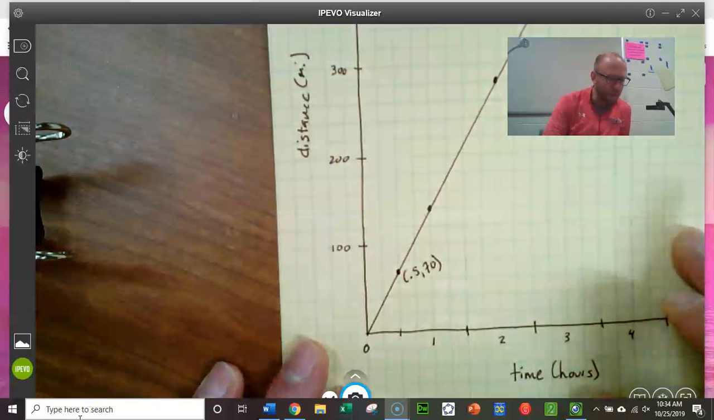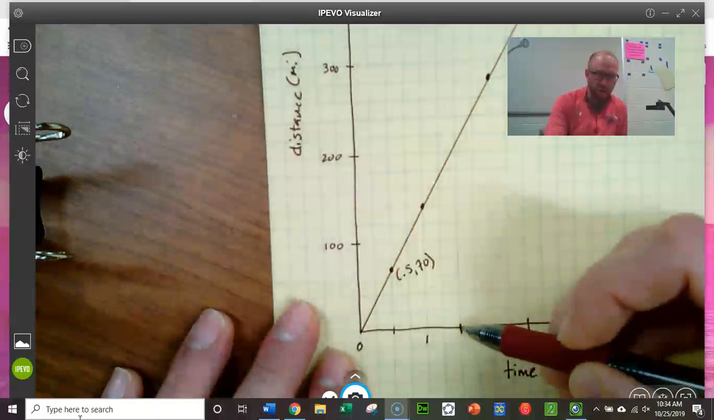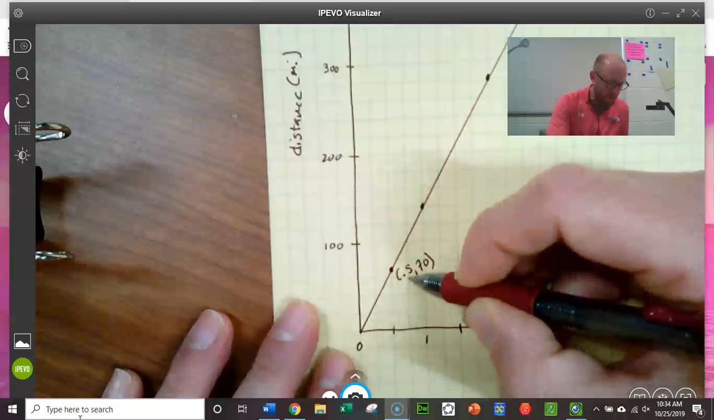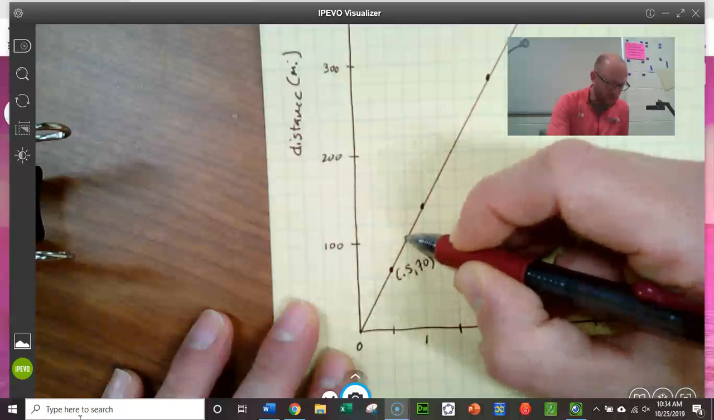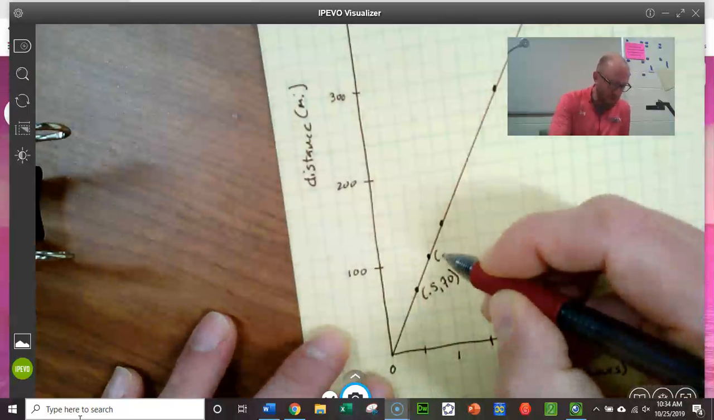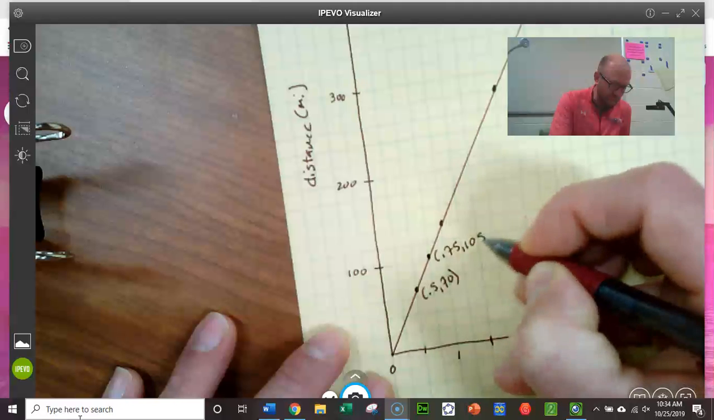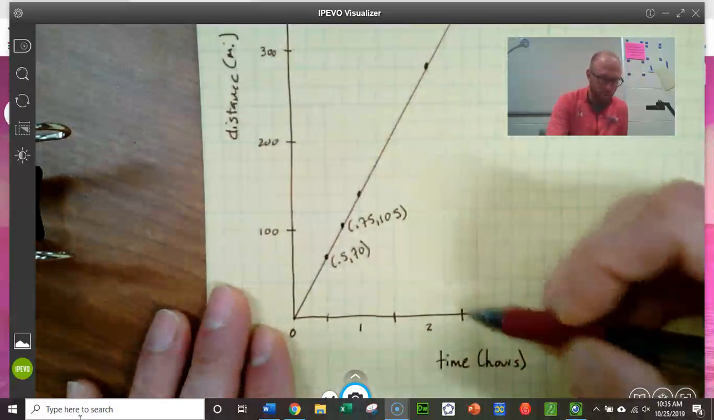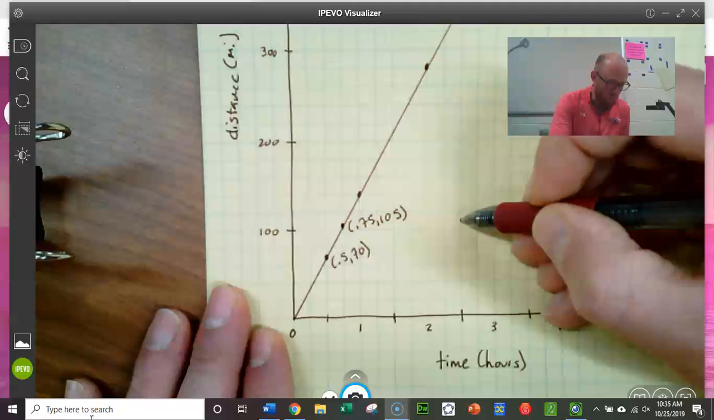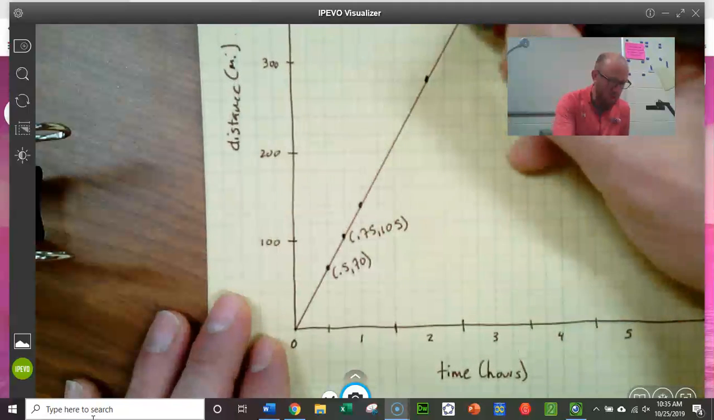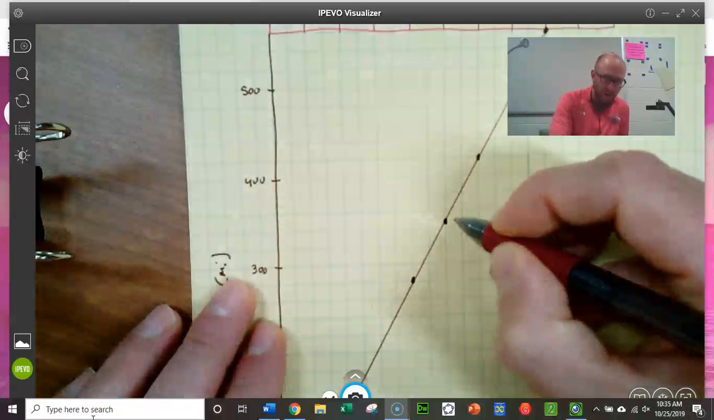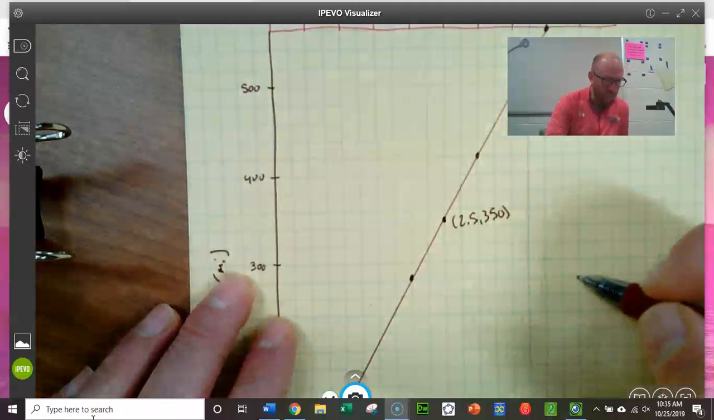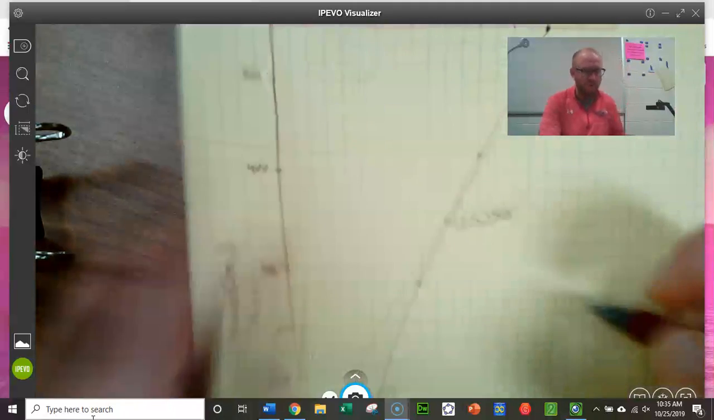Next we have 0.75 and 105. So let's see, there's 0.75 and 20, 40, 60, 80, 100. We're actually just a little past 100. So that is 0.75, 105. I got 2.5 and 350. So here's 2, 2.5, and 100, 200, 300, 50 right here. 2.5, 350.